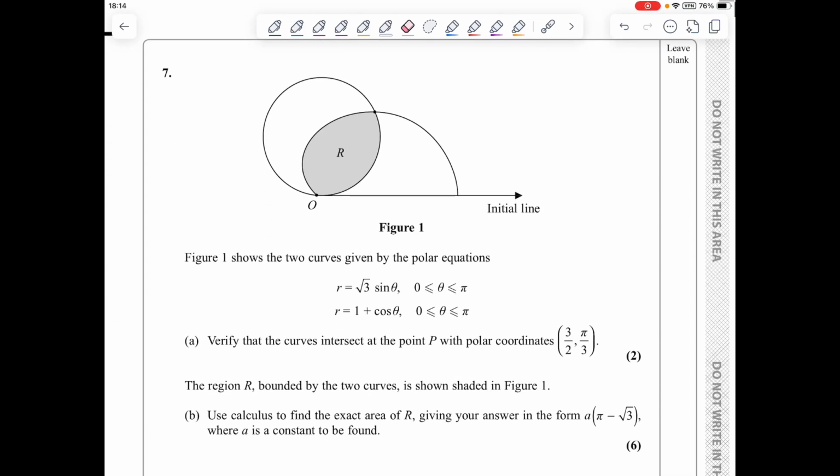For part A of question 7, I need to verify that the point of intersection of the two curves is this point. So I'll do that by replacing theta by pi over 3 in both equations and getting an r value of 3 over 2 and making a valid conclusion.